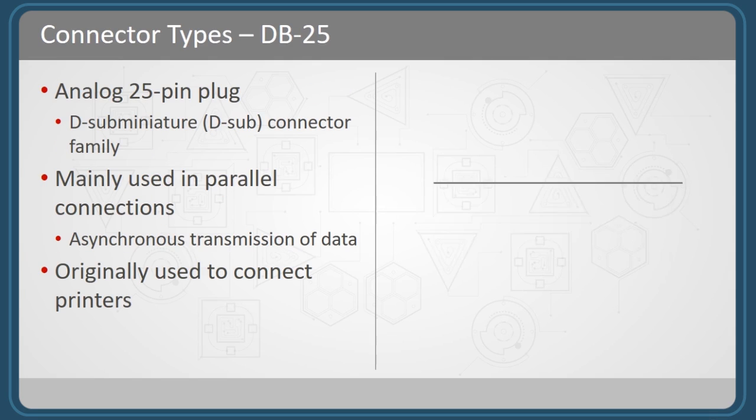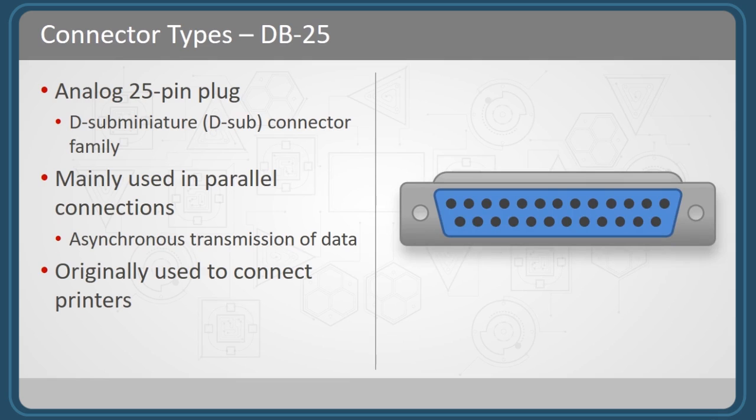And then there was a DB25, which of course referred again to the number of pins, and the D sub connector family, again because it did still look like the letter D. But this was mainly used in parallel connections, which generally meant that there was 8 bits per cycle as opposed to 1, which is serial, and used for the asynchronous transmission of data, meaning that bits did not always arrive at the exact same time. But this was originally used to connect printers and some of the earlier scanners. So again, superseded entirely by USB, so I don't imagine you would see very many of these connectors in use anymore.